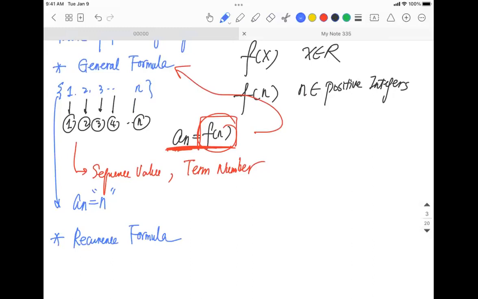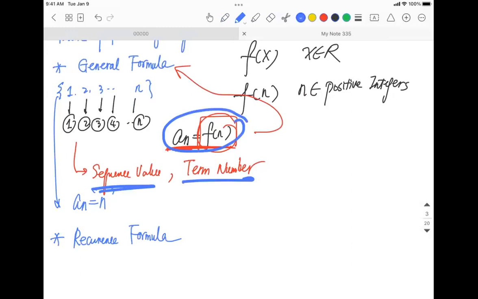So what is a recurrence formula? Well, if we do a comparison, the general formula focuses on the sequence value and the term number. As long as you give me a term, I'm going to be able to generate a sequence value for that specific term, so on and so forth.